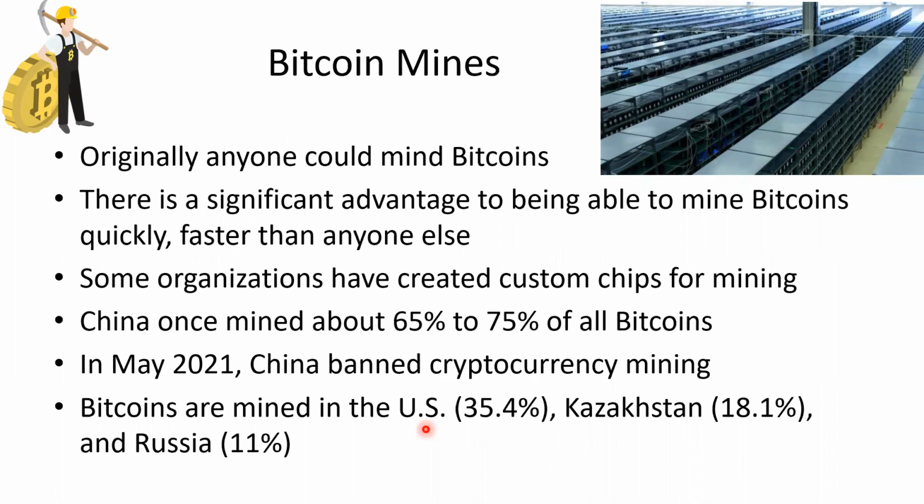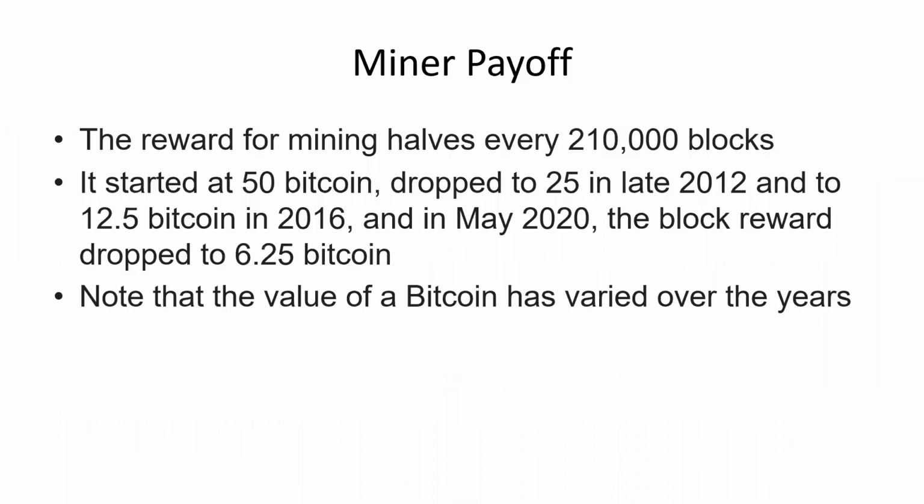Now, where are they? Well, the United States does about a third of the Bitcoin mining. Kazakhstan, a Central Asian country, mines a bunch, and Russia mines a bunch. Now, the reason they want to mine these is because when you successfully find a value that hashes, that you've hashed this correctly, and you are the winner of the hash speed contest, then you get Bitcoins. Now, once upon a time, you got 50 Bitcoins for doing it.